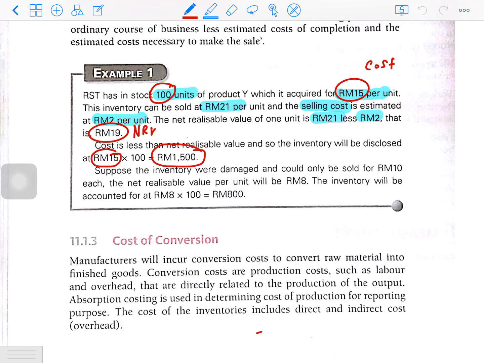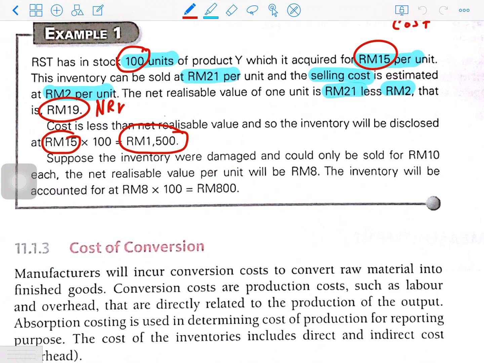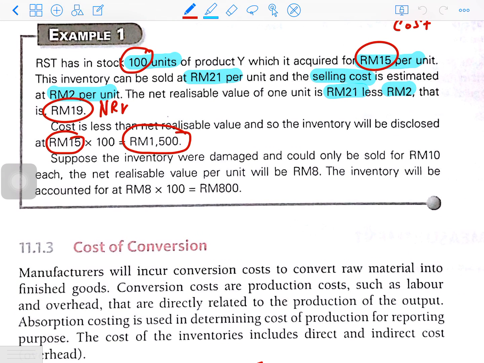Okay. Now, suppose the inventory were damaged and could only be sold. So what happens if it is damaged? Kan? The inventory you simpan dalam store, berlaku banjir lah contohnya. Banjir berlaku, air masuk, damage lah. The goods is damaged and can only be sold for $10 each. So what happens here? The net realizable value is now $10.